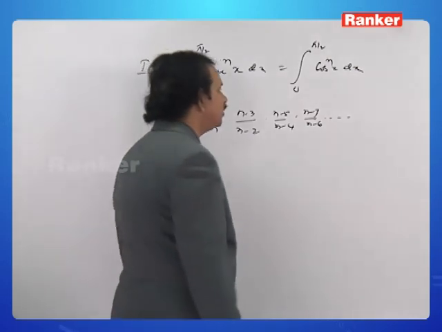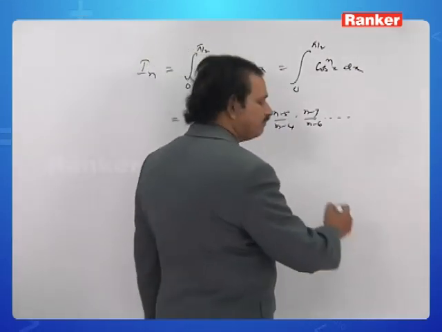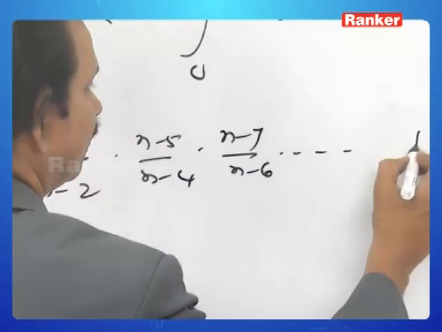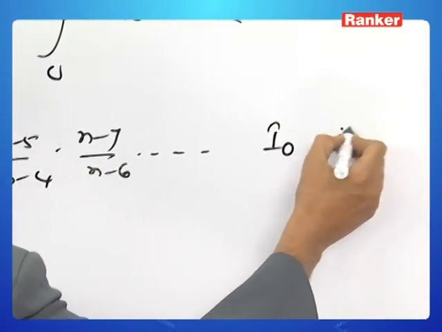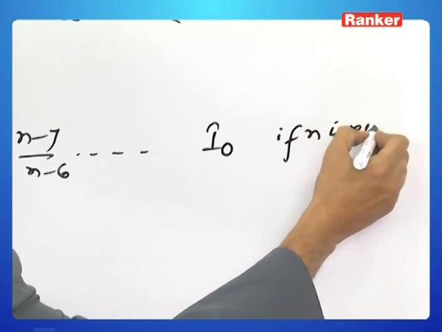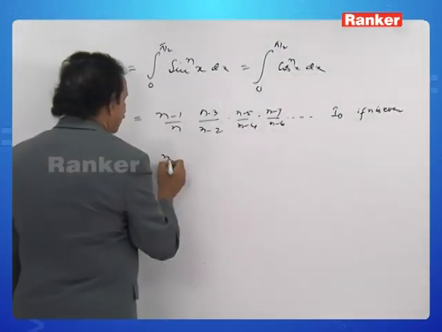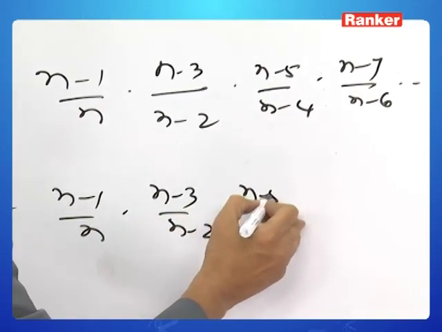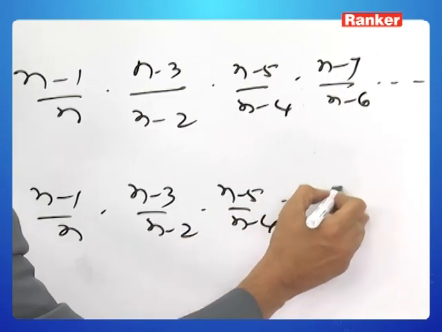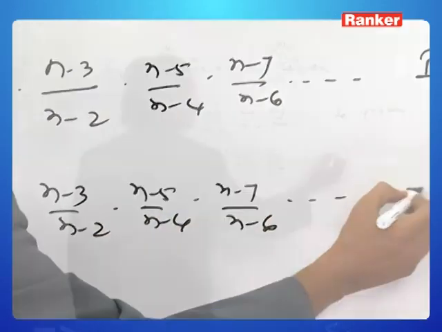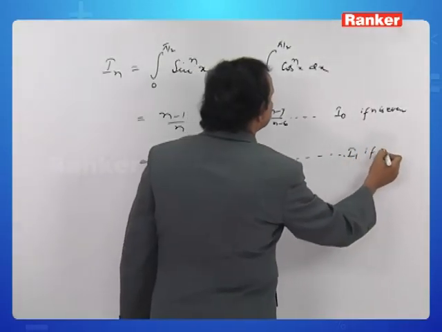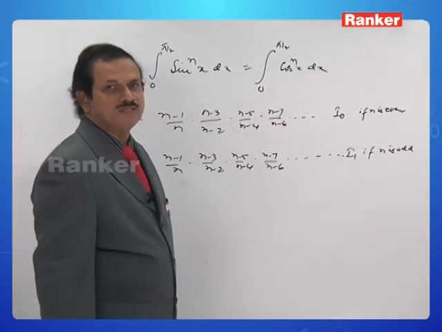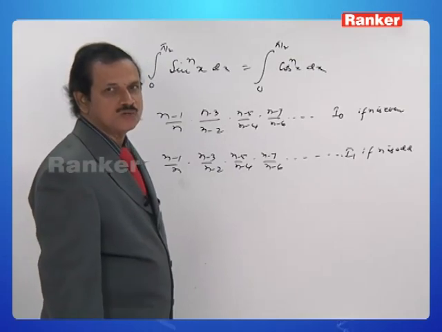If n is even, n minus 2, n minus 4, n minus 6, denominator will be 0, isn't it? No, I0 if n is even. That is equal to n minus 1 by n into n minus 3 by n minus 2 into n minus 5 by n minus 4 into n minus 7 by n minus 6 into etc. etc. I1 if n is odd. Now it is our responsibility to say what is I0, what is I1.